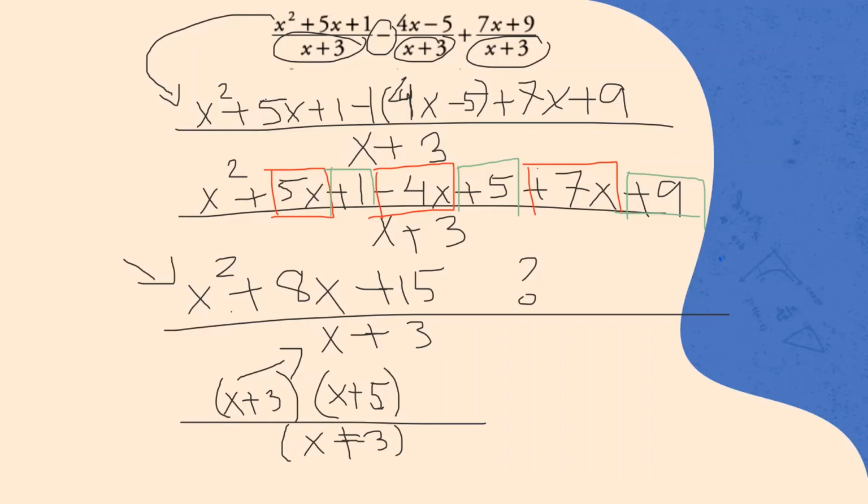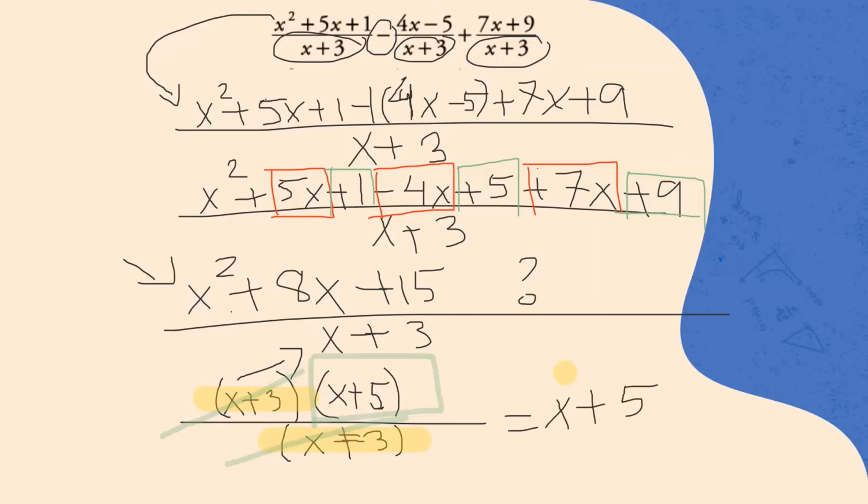What do you guys see, or what stands out? X plus 3. Yep, you have common factors. And what do you do with common factors? You cancel them. So let's cancel the common factors. Whoop, whoop. And you're just left with what? X plus 5, which is your final answer.